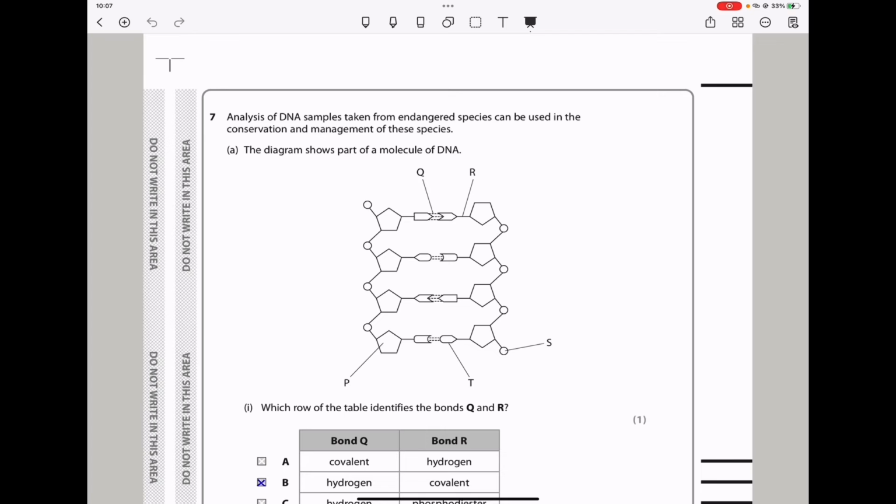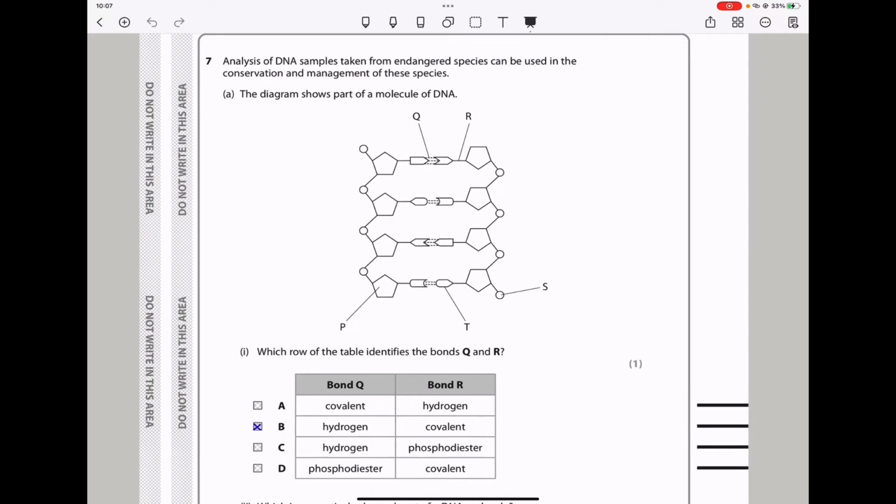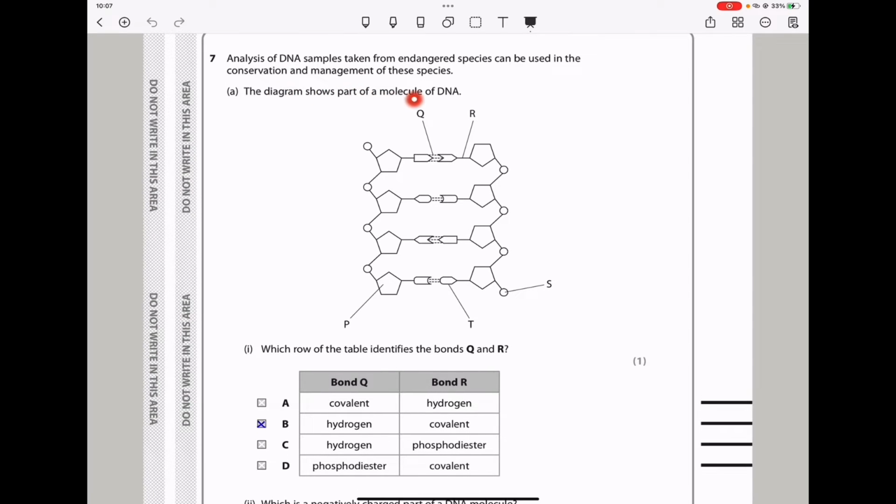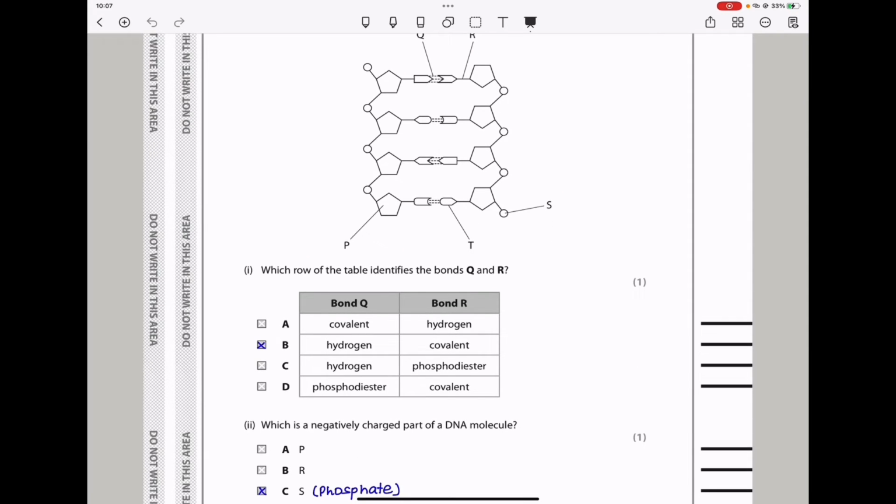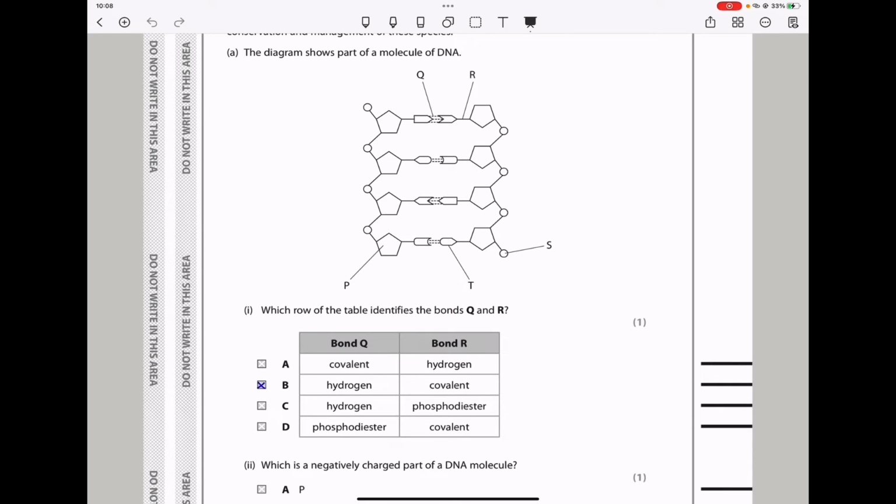Question 7. Analysis of DNA samples taken from endangered species can be used in the conservation and management of these species. The diagram shows part of a molecule of DNA, which we have here. So they say, which row of the table identifies the bonds Q and R? Bond Q is a hydrogen bond, and bond R is a covalent bond. So here B is going to be our answer.